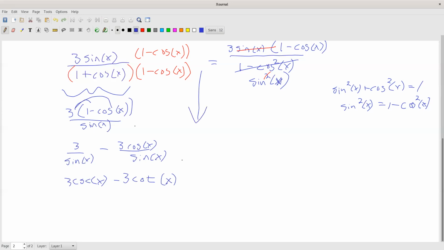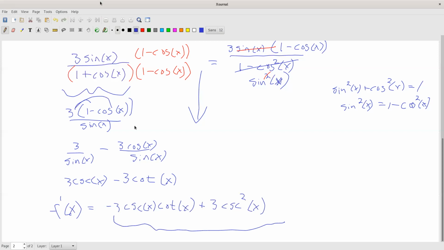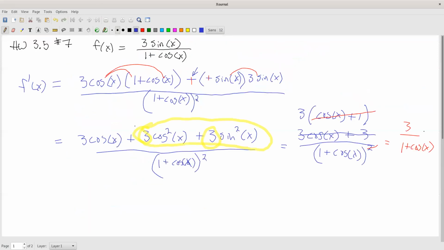So an alternative derivative would be the derivative of that. Just for fun, the derivative of cosecant, which we established yesterday, is negative cosecant times cotangent. The 3 is hanging out, so negative 3 cosecant of x cotangent of x. The derivative of cotangent is negative cosecant squared, so negative times a negative is a positive: 3 cosecant squared. And that right there should be equivalent graphically to this right here, remarkably.